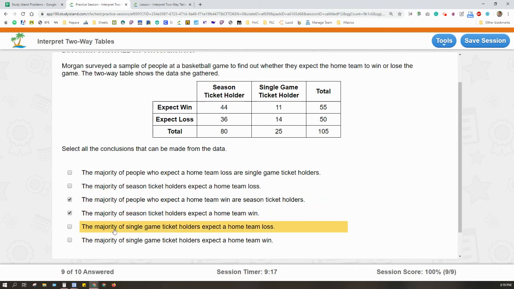Next one, the majority of single game ticket holders expect a home team loss. Okay, let's take a look at the single game ticket holder column. There are 25 of them. 14 expect a loss. 11 expect a win. So the majority of single game ticket holders expect a home team loss is true. 14 out of the 25 single game ticket holders expect a loss. So that is true also. Finally, the majority of single game ticket holders expect a home team win. No, that's the opposite of what we just determined. So that is not true. Only 11 out of 25 of the single game ticket holders expect to win.